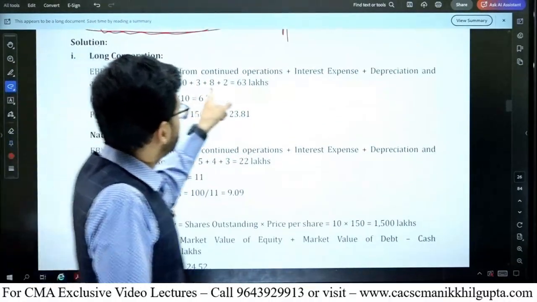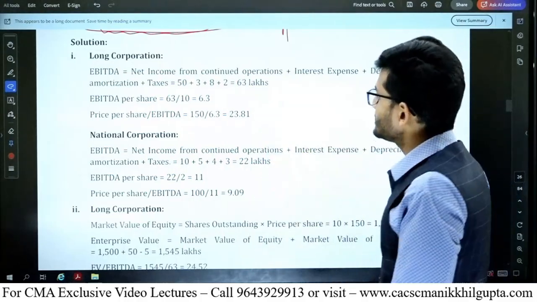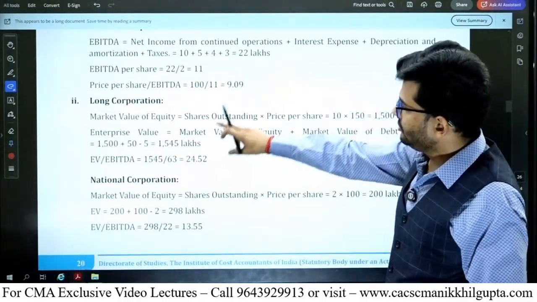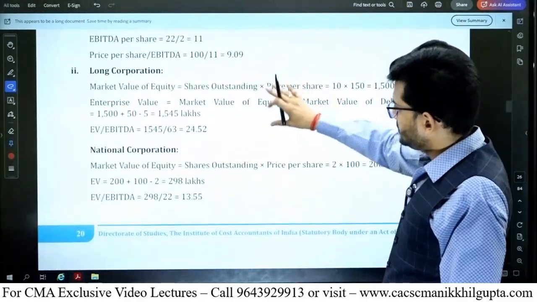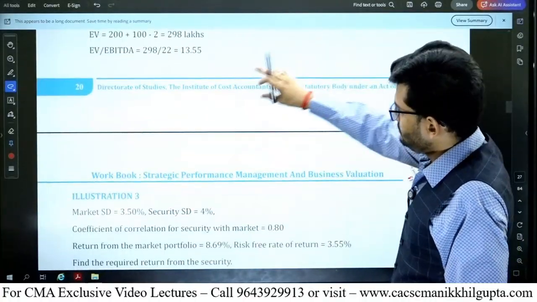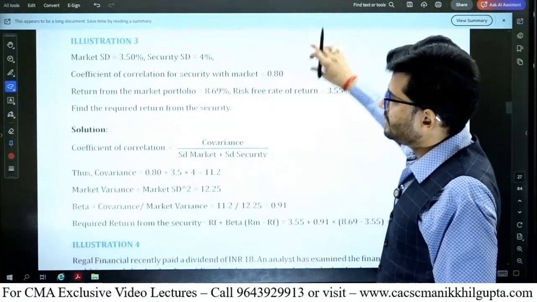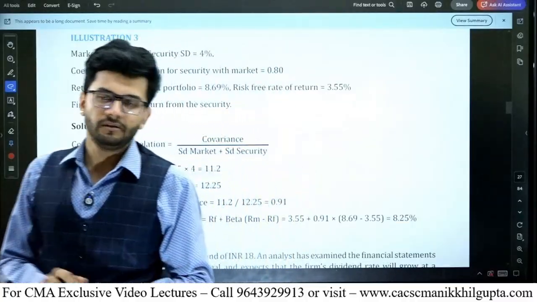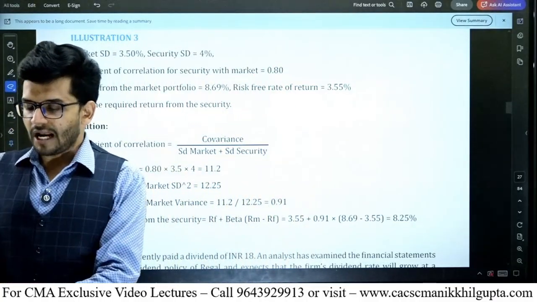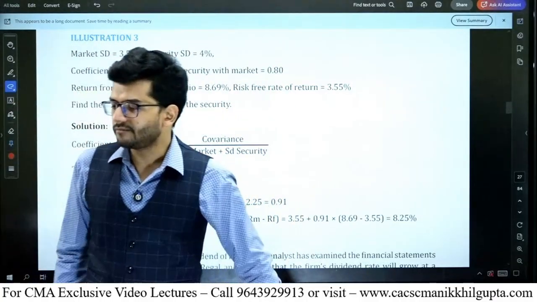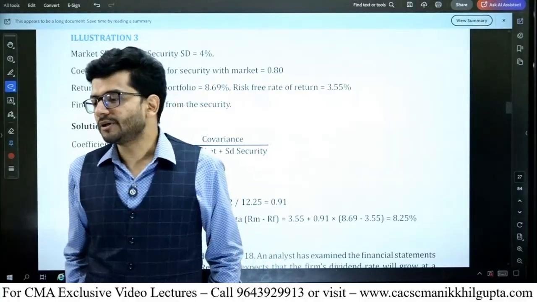See, EBITDA is there, right? Net income from continued operations is given. Even the market value is computed, the share based market value is computed, EV over EBITDA is calculated, and the entire question is calculated in that manner. Okay, sir, got it. So the calculation is easy, so I'm not dwelling on the calculation. I've told you one critical point in this particular question.